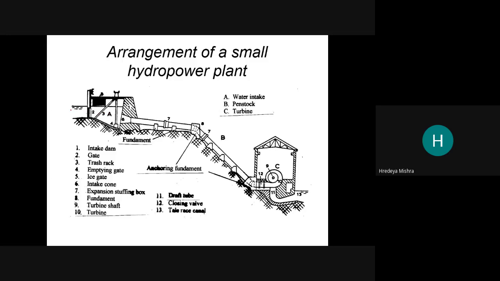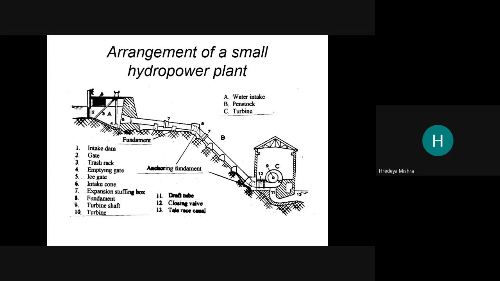It means that water enters, and in the dam, the total kinetic energy which is developed here is converted to stationary energy, meaning potential energy. Number 4 is the emptying gate. Here we can empty the gate. Number 6 is the ice gate.